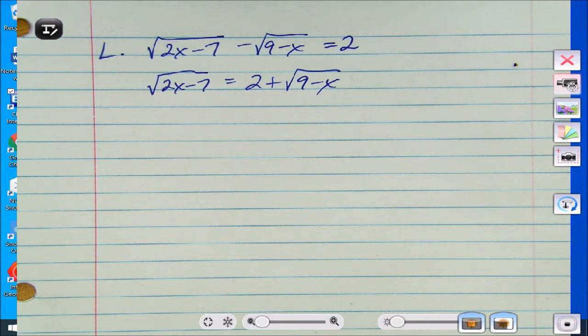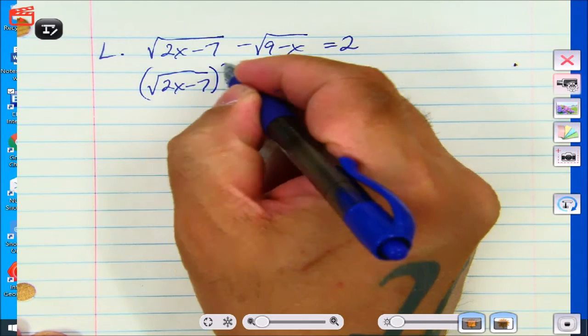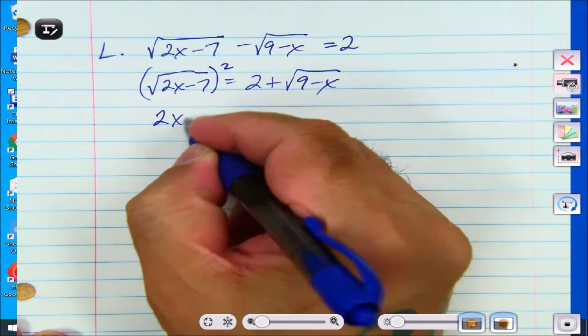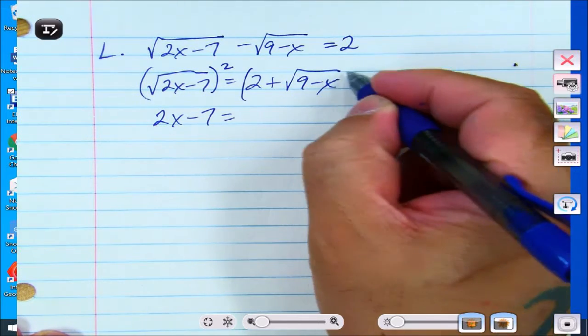Okay, that wasn't the difficult step. Here comes the difficult step. I am now going to square both sides. So squaring the left side is not a big deal. The square root just goes away. Squaring the right side?